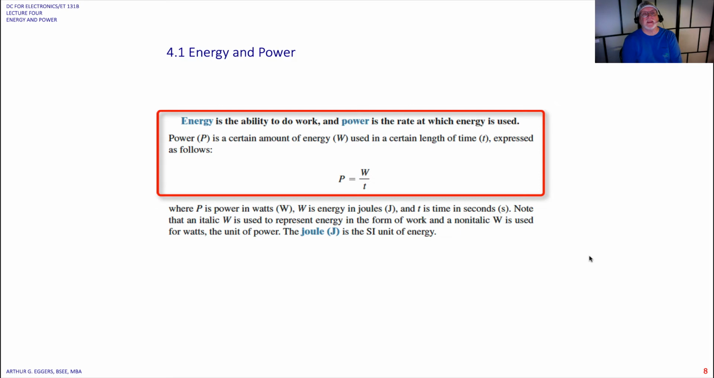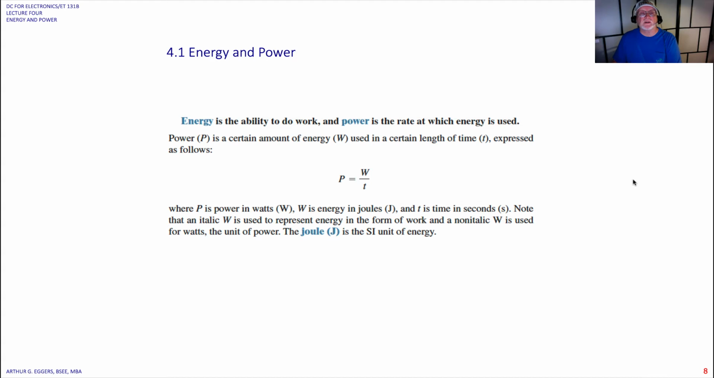Energy is then the ability to do work. So you need to be thinking synonymously, energy and work. Energy and work are the same thing. And power then is a rate. So with power, we always take work or energy, divide it by time to make it a rate. So power is the rate at which energy is used. Power is a certain amount of energy used over a given length of time, expressed as follows. So power, P, is equal to work divided by time. Okay, so there's our definition.